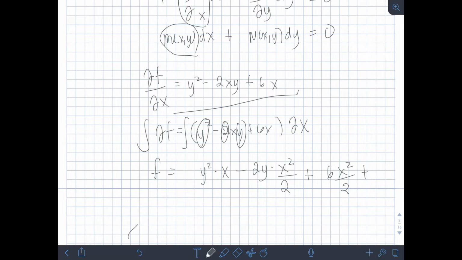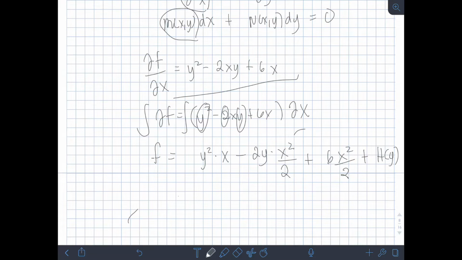A function of y is our constant, because y was considered constant when we integrated. So we have plus h of y; let's say h of y is our constant. Let's simplify: we have xy squared minus x squared y, the 2 cancels, plus 3x squared plus h of y. So this is our f, and this is equation 1.